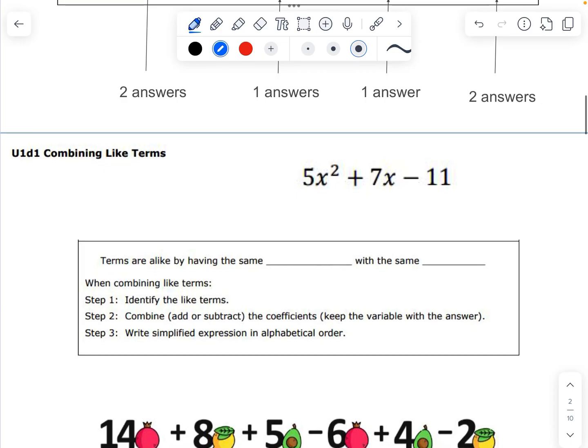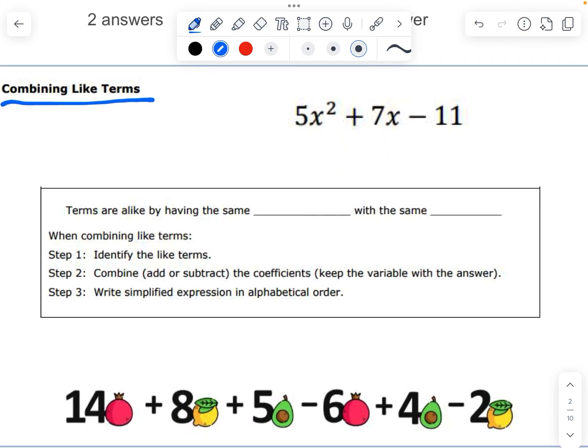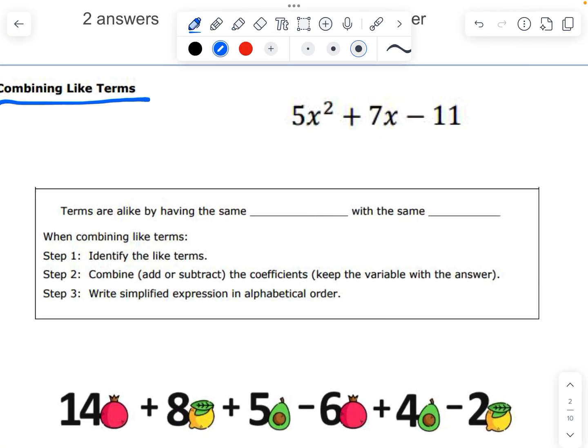So today we are going to be combining like terms. So the first thing we have to talk about, remind ourselves about, is what it means to be a like term. And you are alike by your letter, is usually what I say. So terms are alike by having the same. Now we're going to be professional math students, so instead of saying letter, we're going to say variable. So we have to have the same variable.